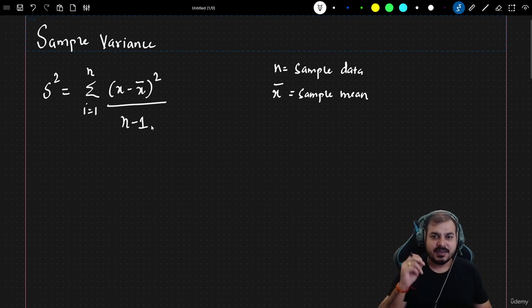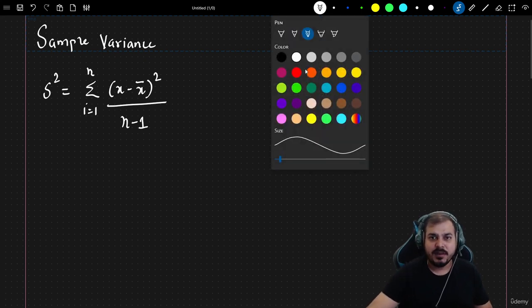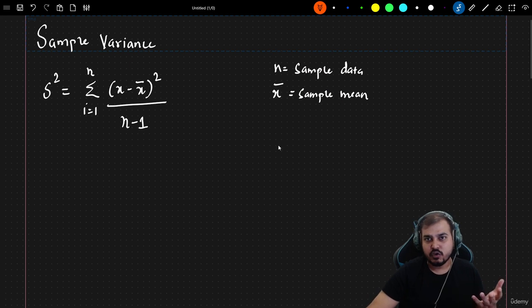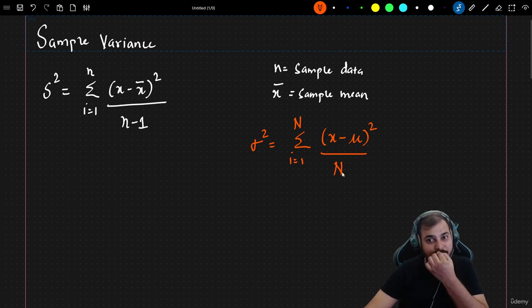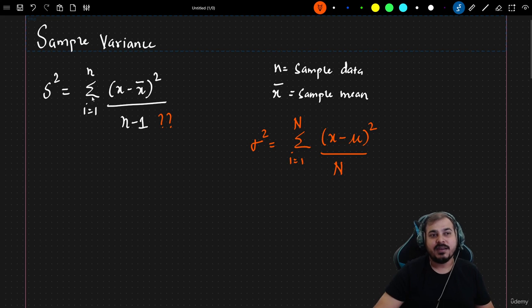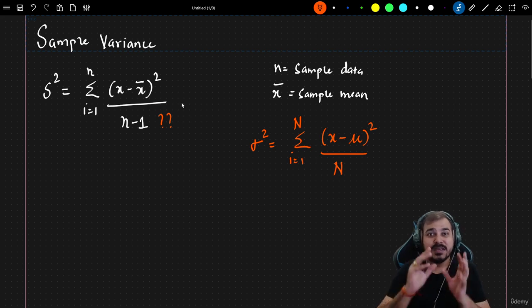But the question arises that, Krish, if we go and see the population variance, it is given by sigma square. I can write summation of i is equal to 1 to capital N, where capital N is the population data, (x minus mu) whole square, where mu is the population mean, divided by capital N. Now here we are dividing by capital N, but why are we dividing by small n minus 1 in the sample variance? Why not n? That is the specific question over here. And this entire thing is also called Bessel's correction.